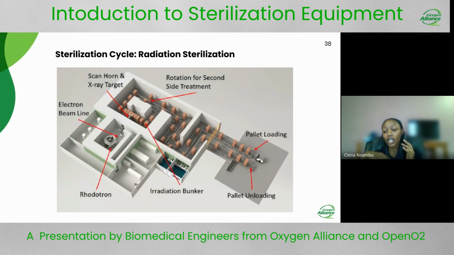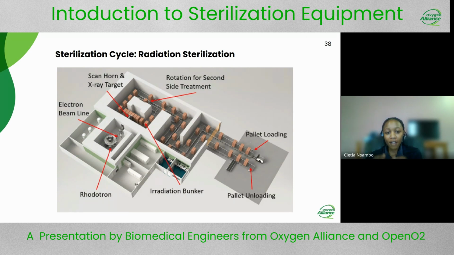So you're exposing your whole pallet, or all your items at once, to the gamma radiation. But for X-ray and the E-beam, it's one direction, so it just radiates one side at a time. That means after that phase is complete, your items have to go through the conveyor belt again so that the other side is now also exposed to the radiation.